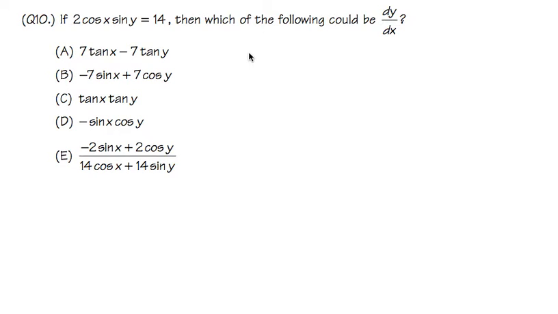Okay, for number 10, our equation is 2 cosine x times sine y is equal to 14. The difference between this equation and the other equations that we have encountered so far is that the y is not isolated. So we are just going to take the derivative of this equation implicitly. And before I do that, we have an equation here.